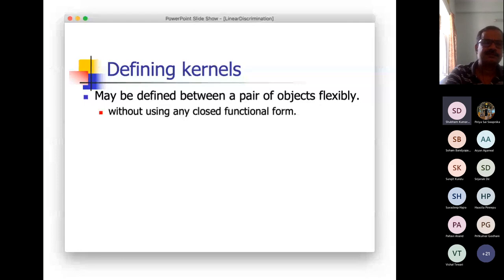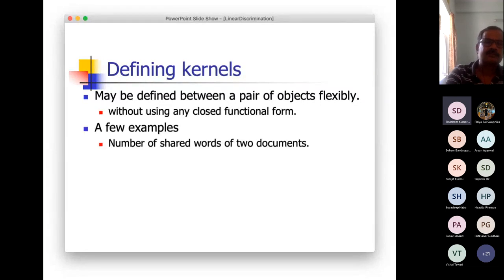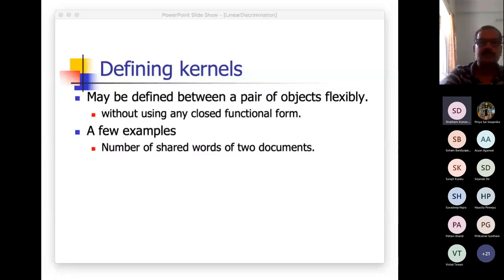Somebody's microphone is on. Mute your mic. Is there anyone who can unmute? I think Mannan Baidi. Yeah.